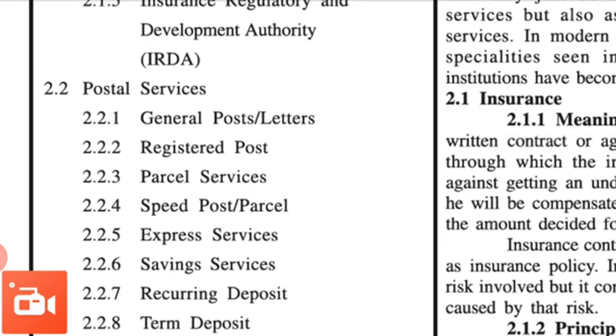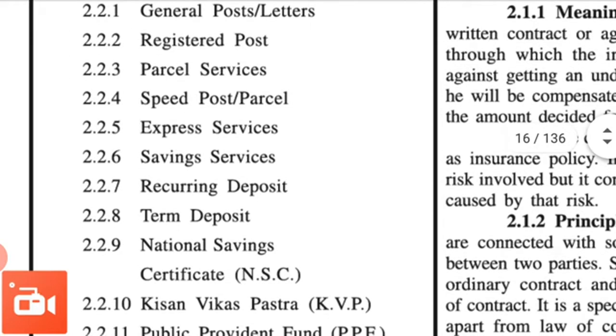There are many types of postal service, like general post, register post, parcel service, speed post, express service. We all heard these names: register post, speed post. But what is speed post? What is register post? What is express service? What is recurring deposit? What is term deposit? We will study all these words in detail in this chapter.